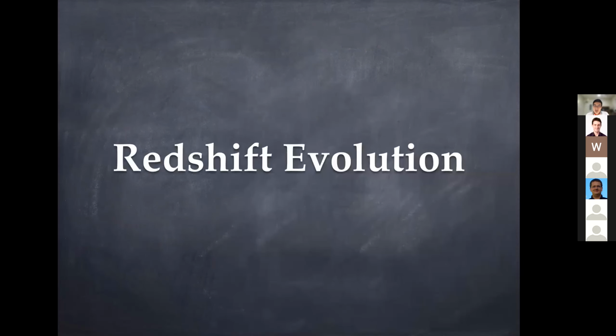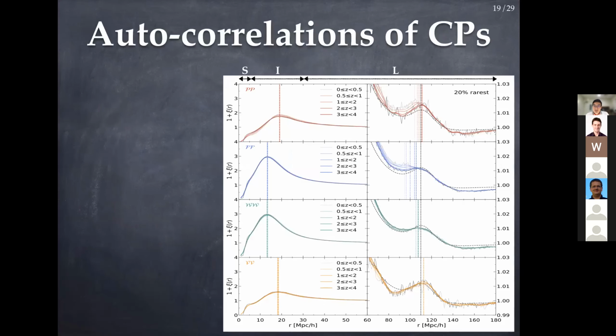So, so far we have studied how the correlation function changed as a function of rarity, and now we will see their redshift evolution. In this case, we are fixing the rarity of the critical points. So for instance, we are extracting only the 20% highest peaks in filaments and the 20% lowest walls and voids.